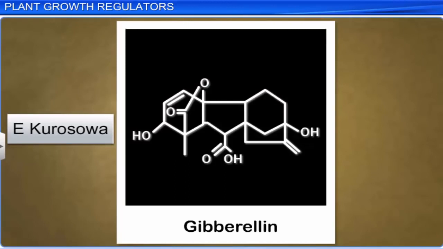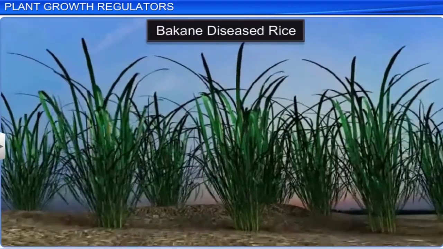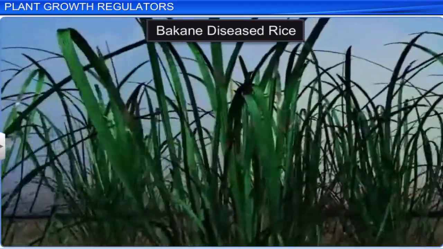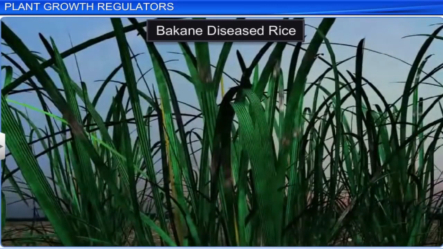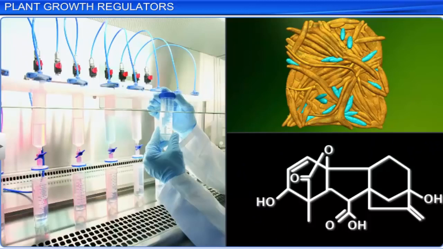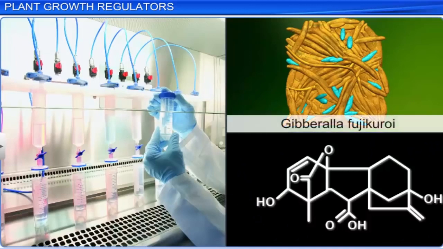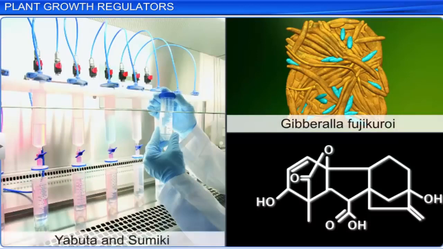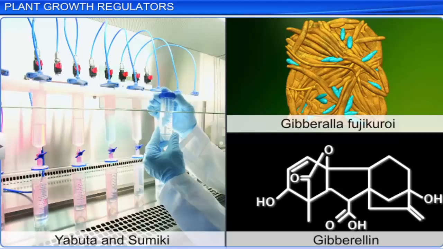The discovery of gibberellin is linked to E. Kurosawa, who observed abnormal tallness in rice seedlings struck by Bakanae or foolish seedling disease. This disease is caused by the fungus Gibberella fujikuroi. Later, Yabuta and Sumiki isolated the substance secreted by the fungus and called it gibberellin.